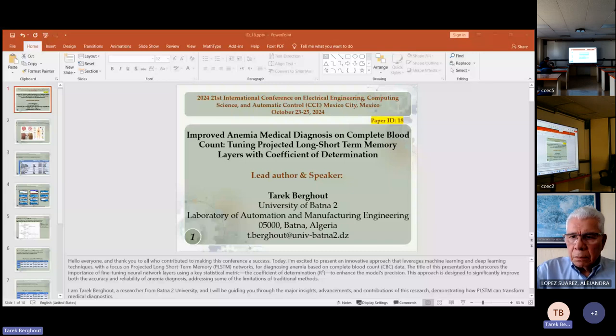The data set comprises 11 key attributes, including critical hematological parameters such as hemoglobin, red blood cells, mean cell volume, and so on. These parameters are essential for diagnosing various types and severities of anemia as classified by the World Health Organization. Additionally, the demographic distribution of the patients provides valuable insights into anemia trends across different age groups and genders, enabling a more comprehensive understanding of how these factors influence anemia prevalence and its clinical applications. This rich data set serves as a robust foundation for developing and validating the projected long short-term memory model, ultimately contributing to more accurate and effective diagnosis practices.